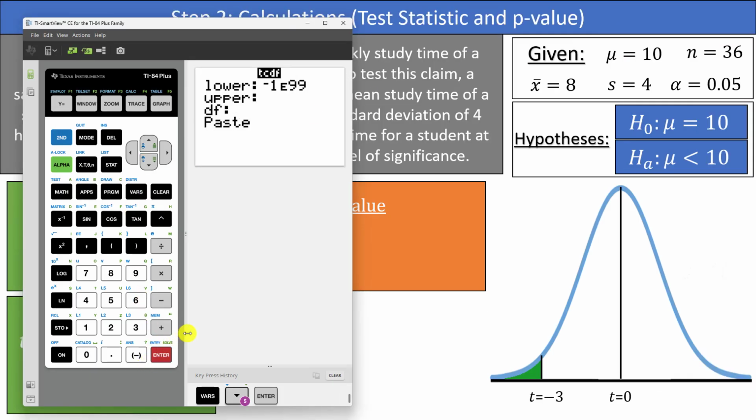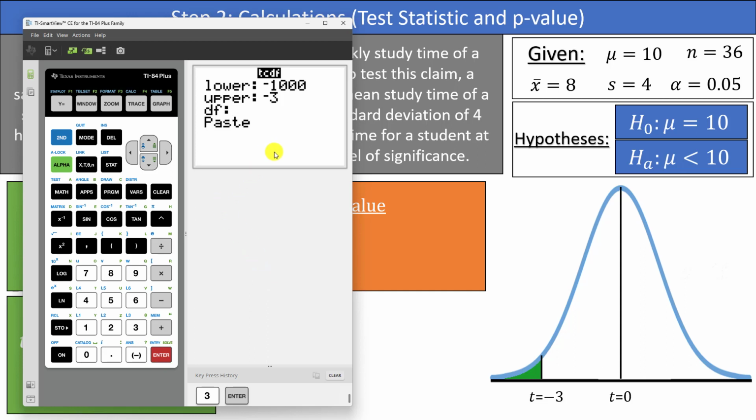And this is going to ask for 3 different things. First of all, our lower bound. The lower bound says, where does that shaded region start? Well, this shaded region doesn't really have a starting point. It kind of goes forever in the negative direction. And you may remember that when we use normal CDF, we would use like -1,000 to represent a really small number that is kind of representing negative infinity. The upper bound says where does the shaded region end, which in this case is -3.